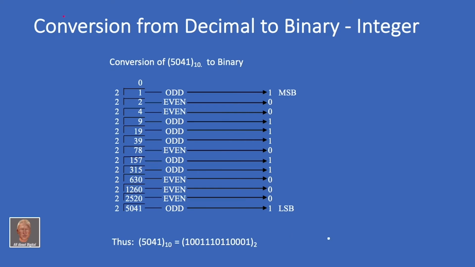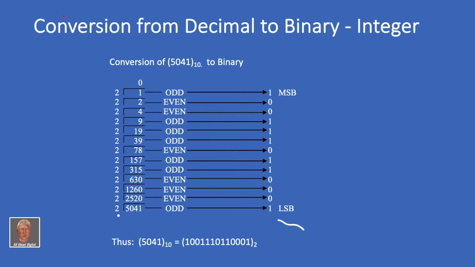Let's look at this example. 5041 base 10, convert it to binary. So we start down here, we take 5041, we divide it by 2. We don't care about the fractional part that comes out in the division. We just look at the integer portion when we divide. So 5041 to start off with is odd. So we put a 1 over here. And this 1, when we first start, is the least significant bit.